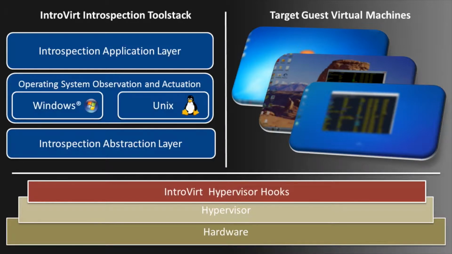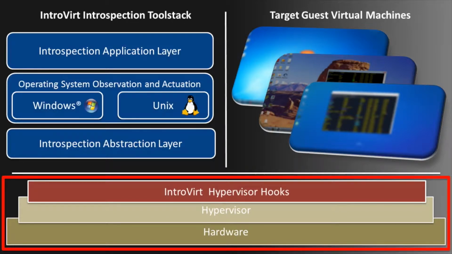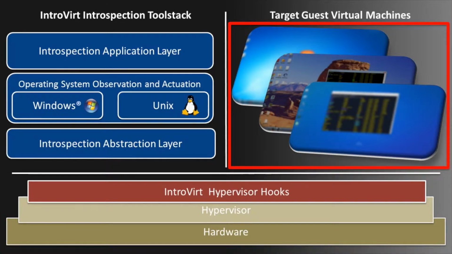The IntroVirt architecture is shown here. Starting at the bottom, we have the hardware layer, followed by the hypervisor layer where Xen Server runs. Above the hypervisor layer, we have the IntroVirt hypervisor hooks. The hooks patch the functionality of Xen to allow IntroVirt to receive guest virtual machine events. On the top right, we have the guest virtual machines. IntroVirt will be monitoring these guest VMs for specific events or activities.